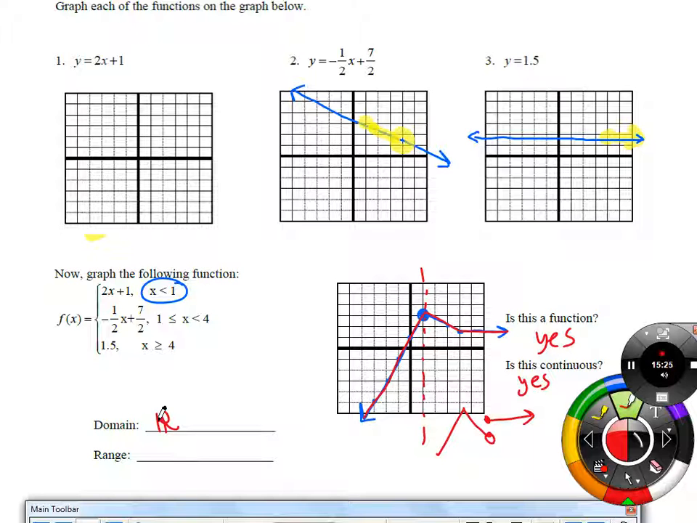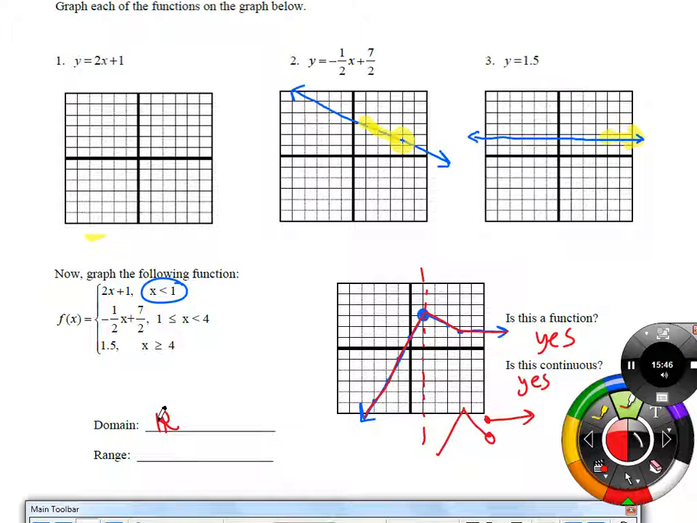No, if it's an x that's smaller than 1, you're plugging it in right here, right? If it's an x that's equal to 1, bigger than 1, but smaller than 4, it gets plugged in right here. If it's an x that's bigger than or equal to 4, it gets plugged in right here. But that includes every possible x value you could come up with. Also, look at the graph.